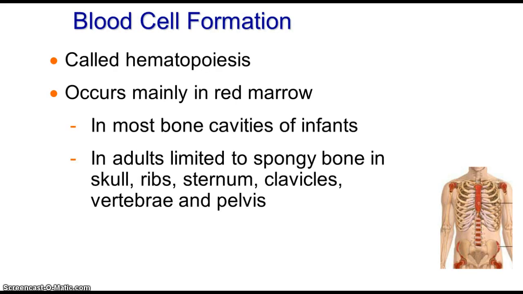Blood cell formation, which is also hematopoiesis, occurs mainly in the red bone marrow. It is in most of the bone cavities of infants, but as we get to adults, it becomes limited to the spongy bone within our skulls, ribs, sternum, clavicles, vertebrae, and pelvis. As you can see from the illustration over here, you can see the areas of highest concentration of red bone marrow.